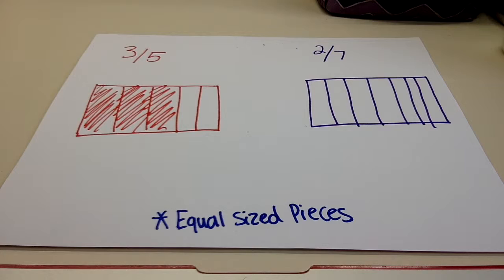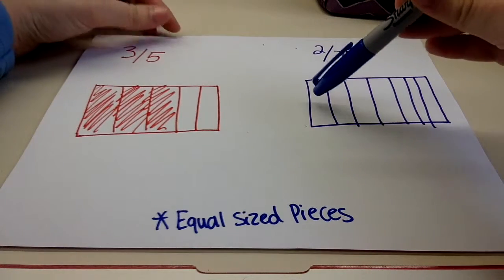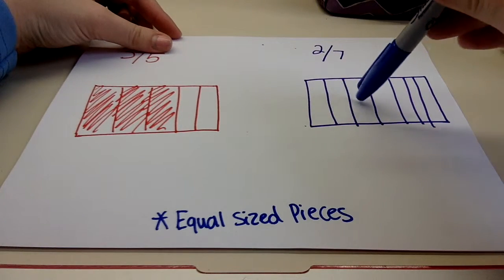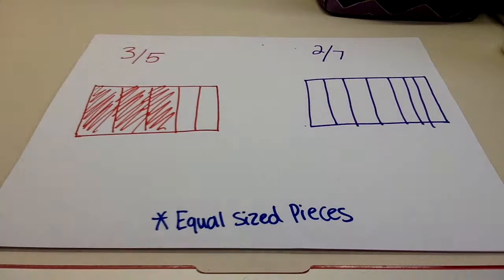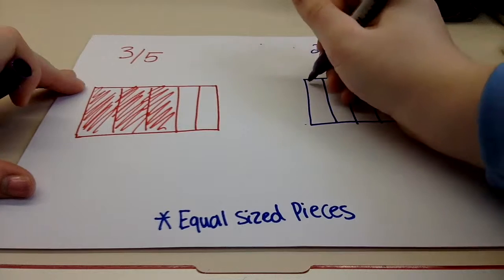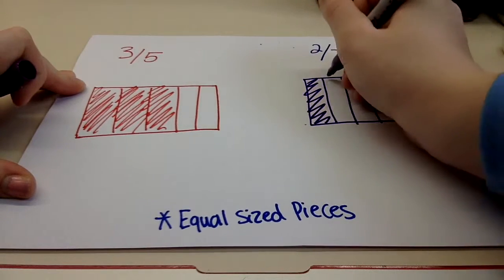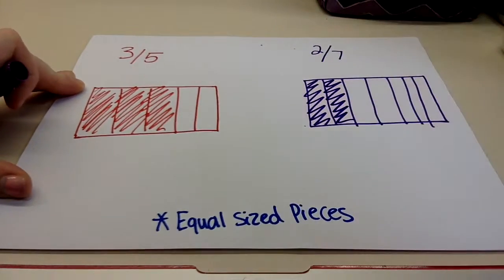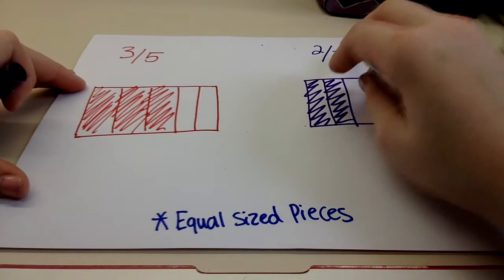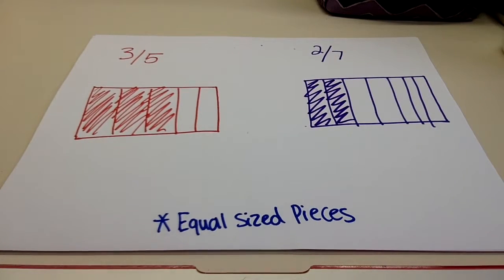Now we'll go on to our 2/7. Again, we have a candy bar that has 1, 2, 3, 4, 5, 6, 7 pieces, and I ate 2 of them. So I ate 2/7 of the candy bar.